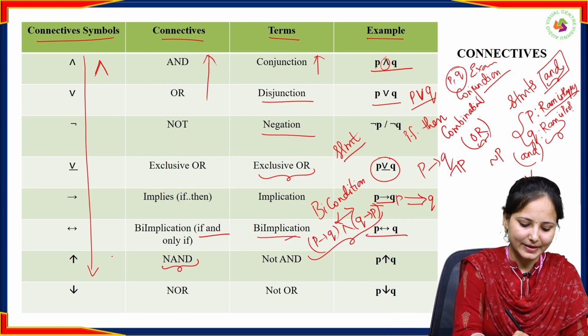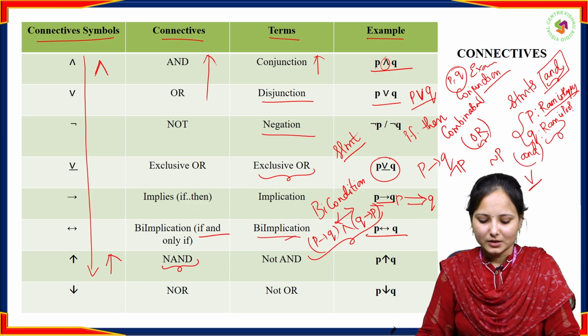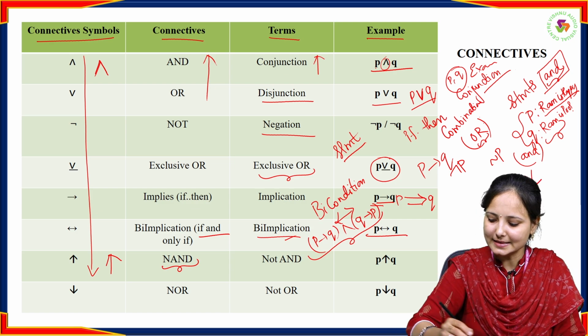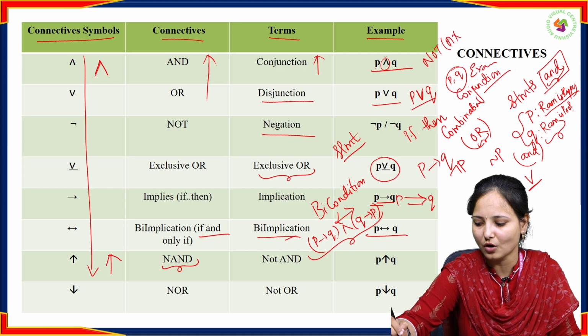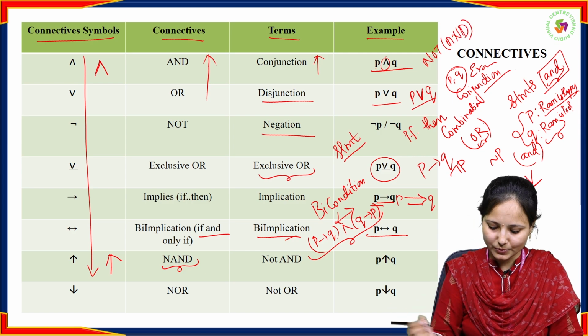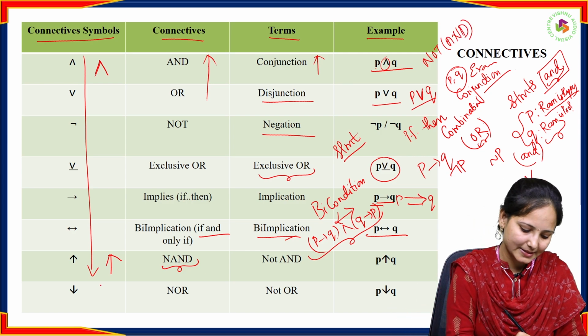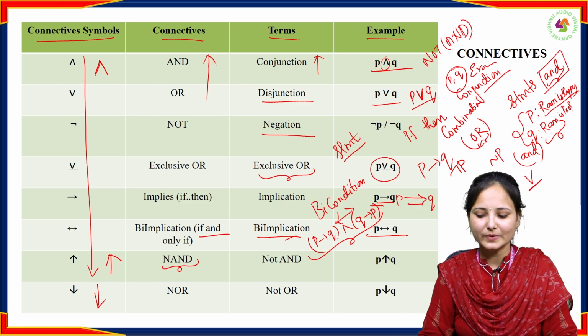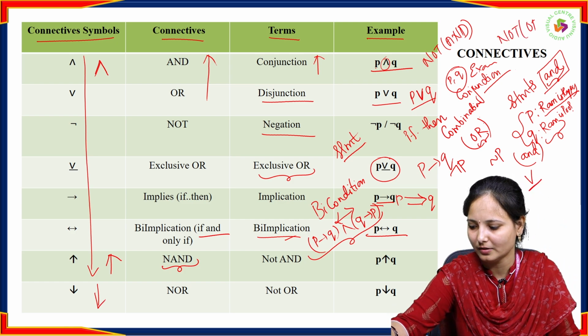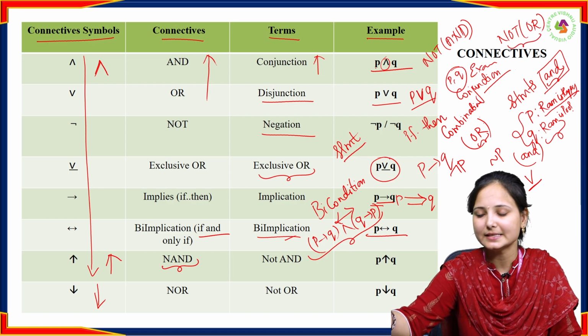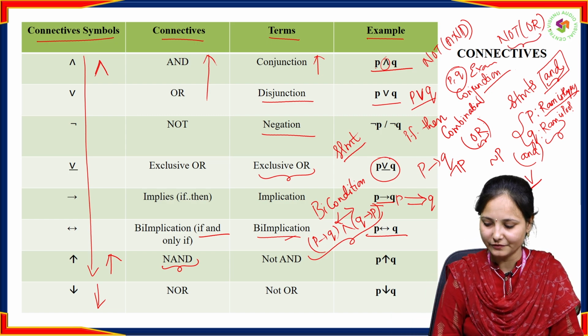Next one is NAND. NAND is represented like this. What is meant by NAND? NAND is not of and. Next one is NOR. NOR is represented like this. What is meant by NOR? NOR is nothing but not of or. We'll have a clearer understanding when we see an example for this.